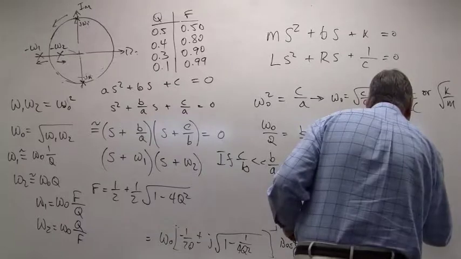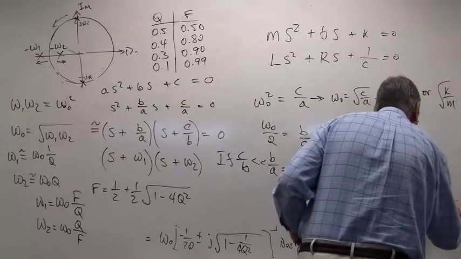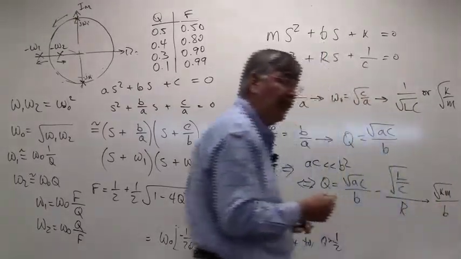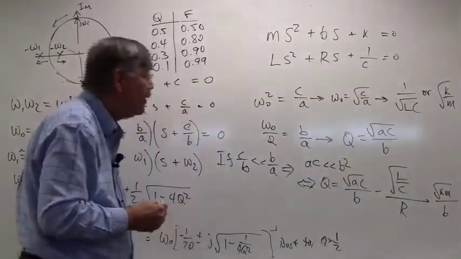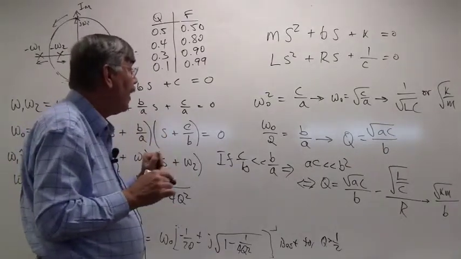And when we go to find the Q, we find it's the square root of the product K over M, divided by the B coefficient. This B and this B are only coincidentally the same, but it's kind of convenient. Now, let me do something here, and this is good stuff.